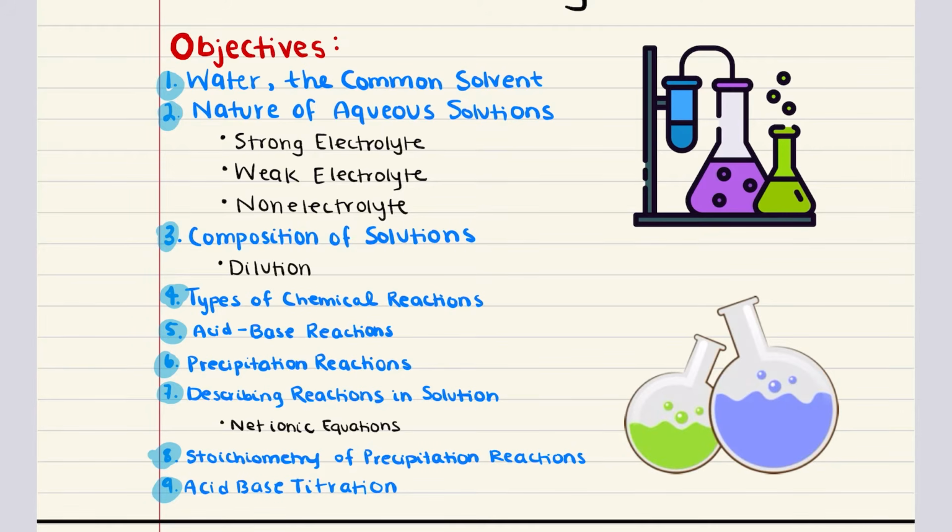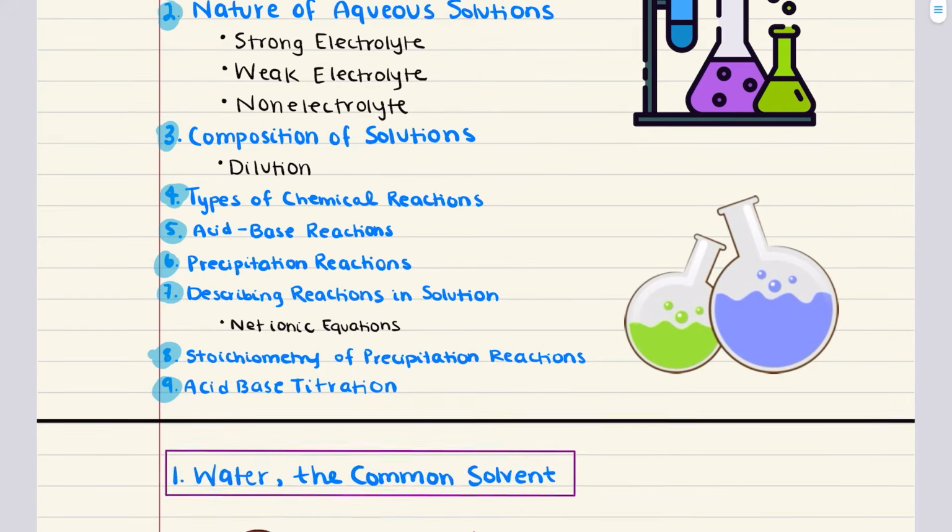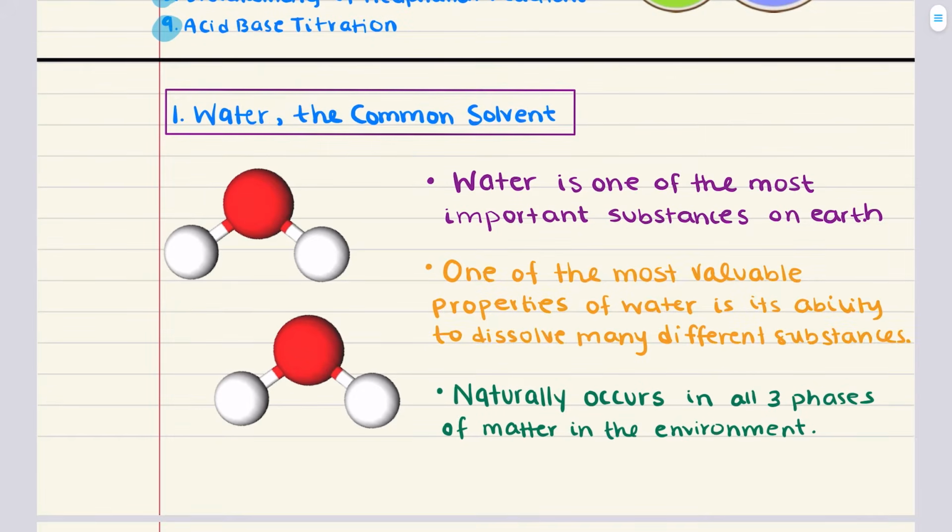Now, with this introduction out of the way, now that you know the objectives that we're going to cover, let's go ahead and get started with objective 1, water. Much of the chemistry that affects each of us occurs among substances that are dissolved in water.